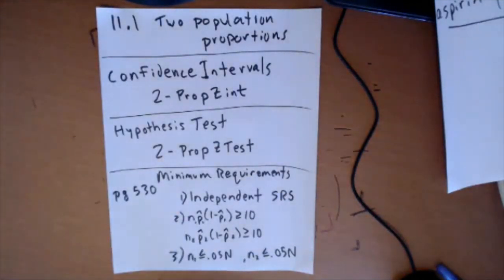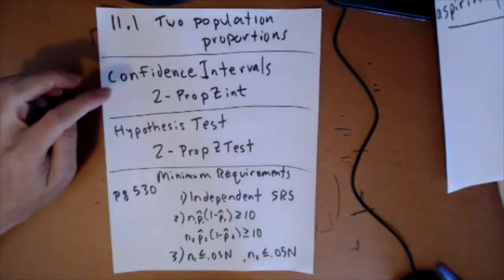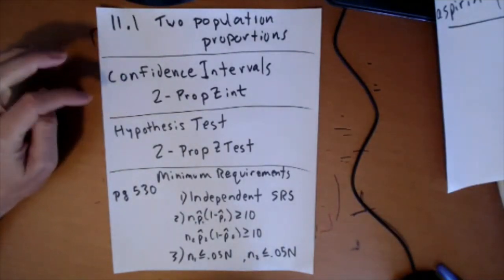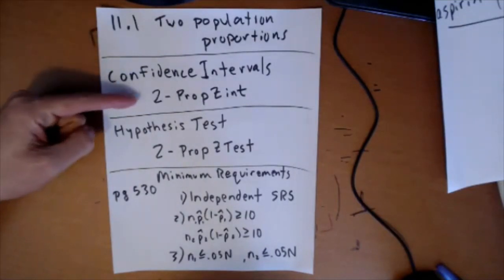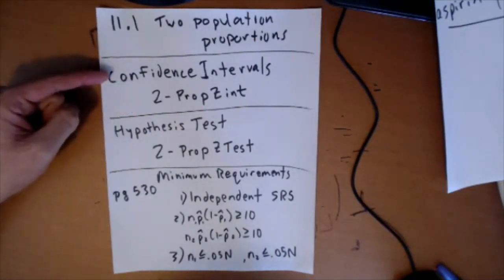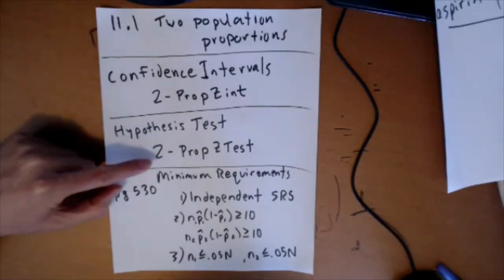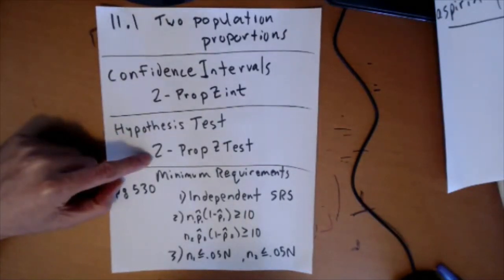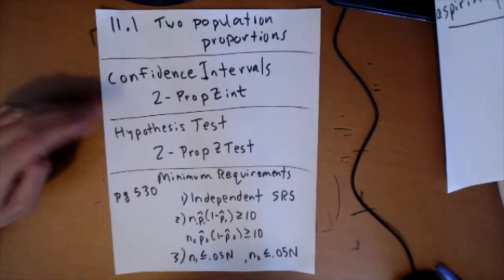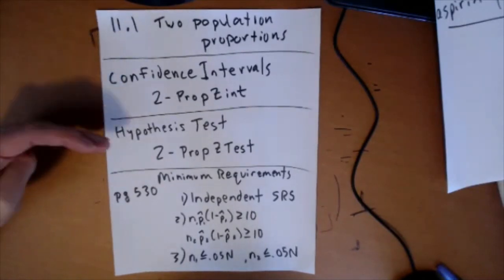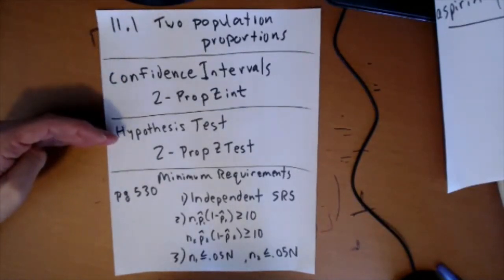Moving on to 11.1, which is inference about two population proportions. In 11.1, we're going to use our calculators to do all the heavy lifting. We're going to be using the two prop z int whenever they want confidence intervals. And for the hypothesis test, we're going to be using the two prop z test. So we're going to be using these two functions, whether they want a confidence interval or a hypothesis test.